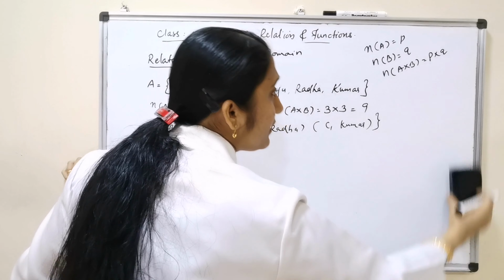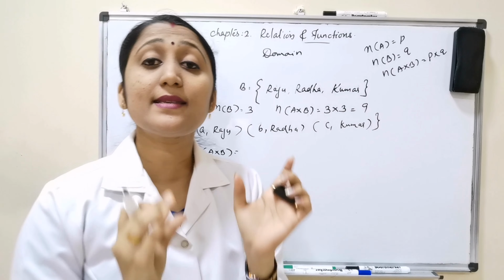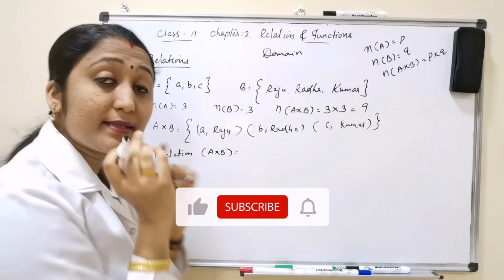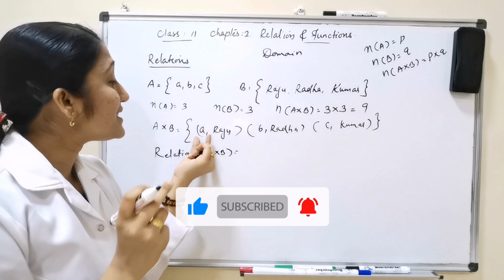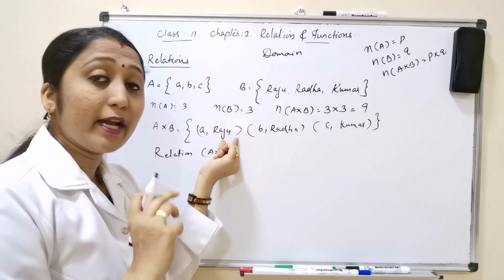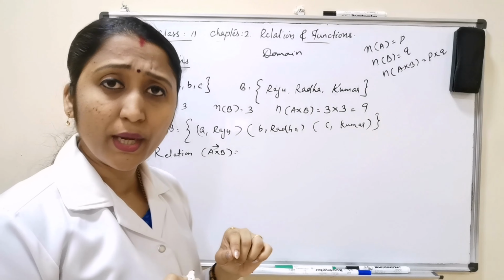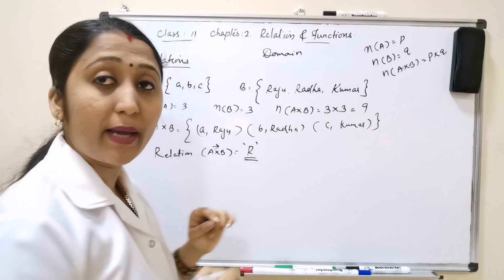This relation can be represented in a visual diagram, that is the arrow diagram. This subset is called a relation. It is a relation from the first element to the second element, from A to B. This is a relation between A and B, and the relation is denoted by R.